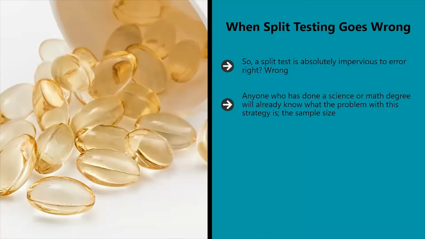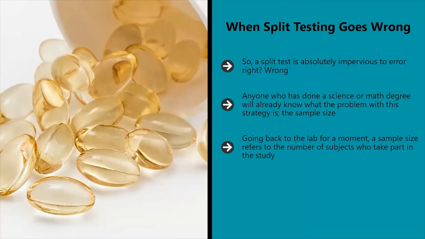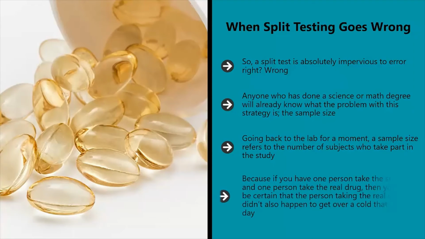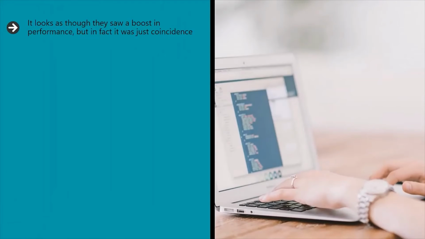the sample size. Going back to the lab for a moment, a sample size refers to the number of subjects who take part in the study. Because if you have one person take the sugar pill and one person take the real drug, then you can't be certain that the person taking the real drug didn't also happen to get over a cold that same day. It looks as though they saw a boost in performance, but in fact it was just coincidence. The same thing goes for running split tests for SEO.